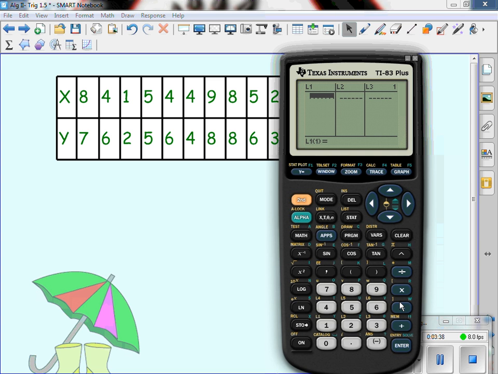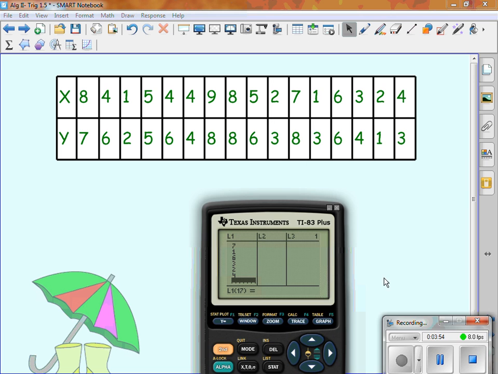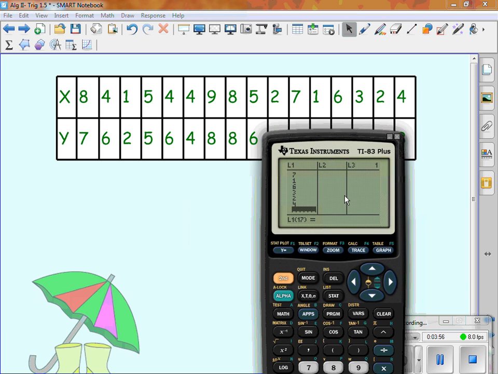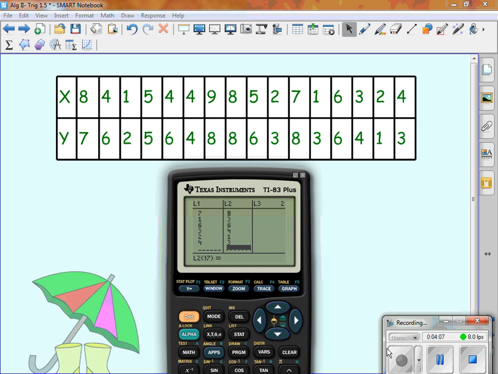We can fix that. In L1, we're going to enter all of our X values. In L2, we're going to enter all of our Y values. To enter the values for the X, just go 8, enter, 4, enter, and so on. To get over to L2, just press over, and it automatically kicks you to the beginning. Now type in all the values for Y. You'll know you did this correctly and did not miss a number if they both line up. There are 16 numbers. It tells me the blank one is L17.